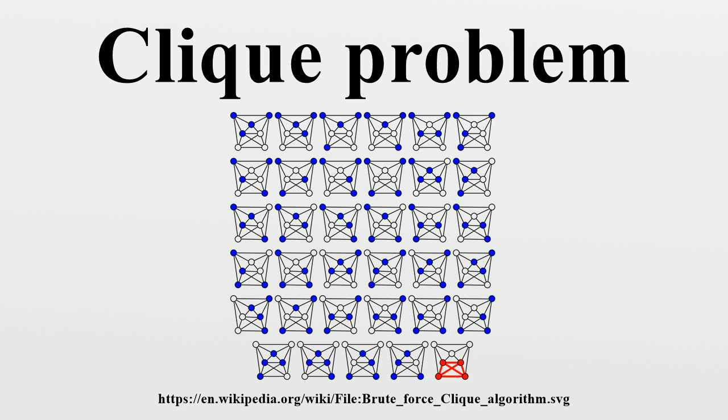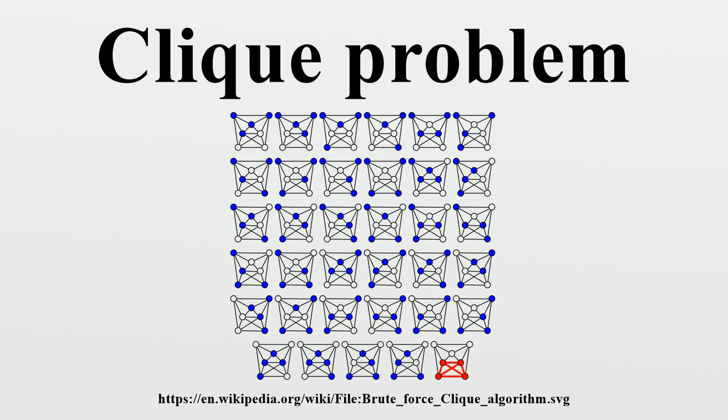A maximal clique is a clique to which no more vertices can be added. A maximum clique is a clique that includes the largest possible number of vertices, and the clique number omega is the number of vertices in a maximum clique of G. Several closely related clique finding problems have been studied.